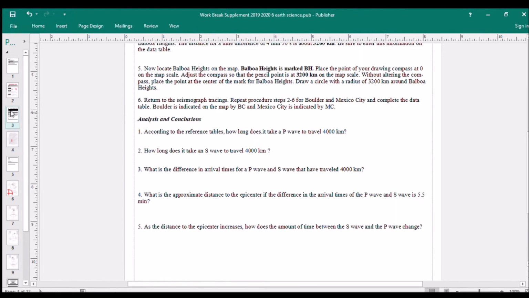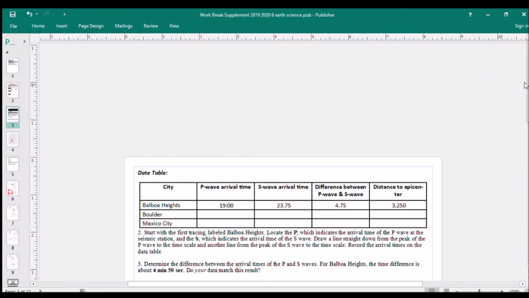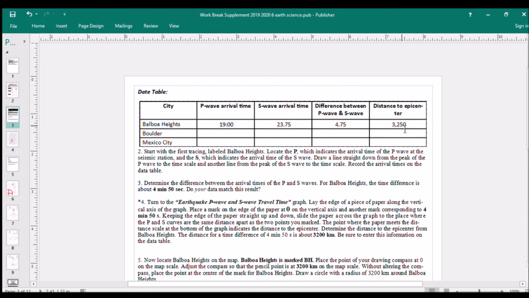And I've already entered that. Let's see if that's what I had. Yeah, 3,250 kilometers distance to the epicenter.